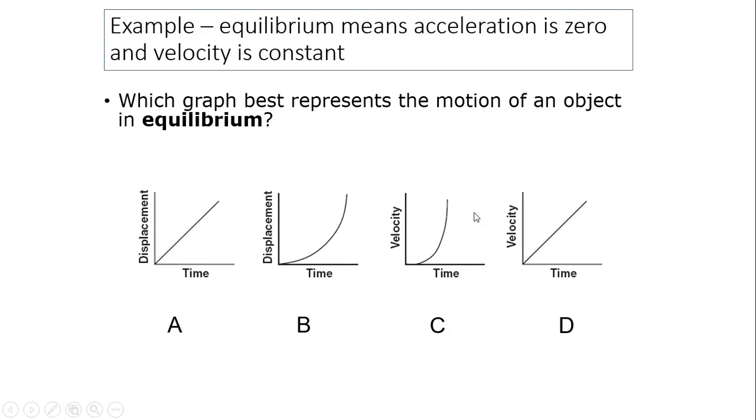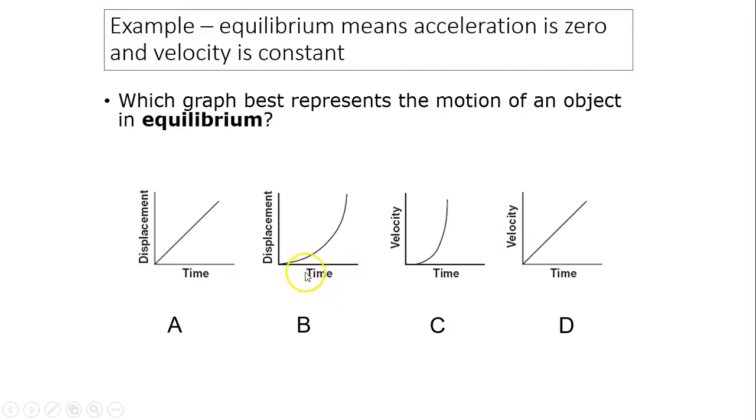Example: equilibrium means acceleration is 0 and velocity is constant. So which graph best represents the motion of an object in equilibrium? In other words, which graph tells you the velocity is constant? Let's take a look at the first graph. The first graph is displacement versus time. In a displacement versus time graph, slope is the velocity. And we can see the slope is constant. So the first graph tells us the object is in equilibrium.